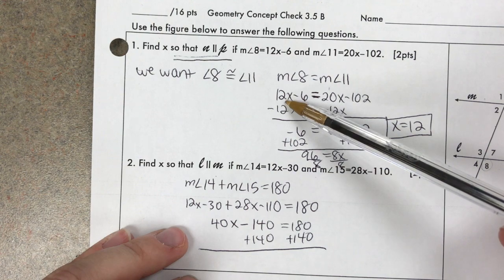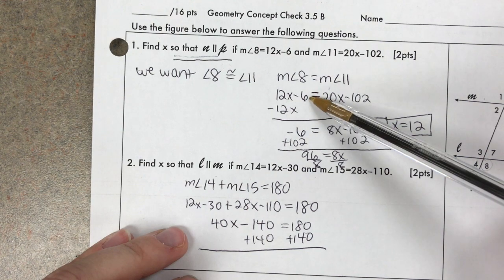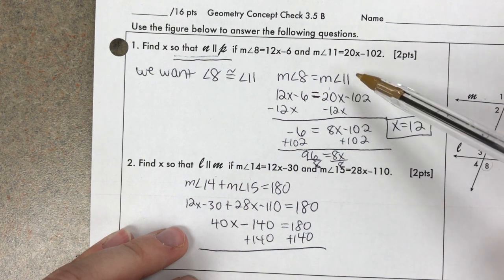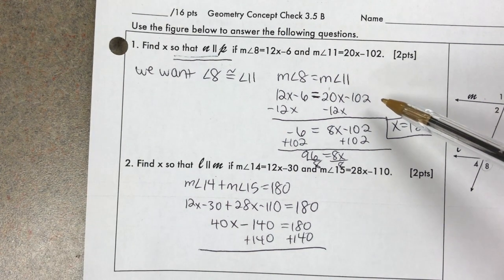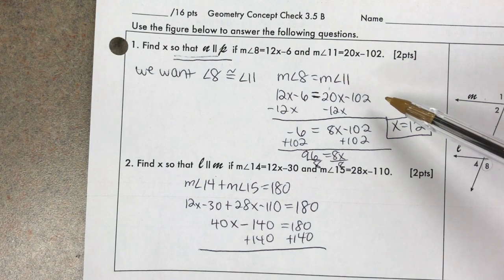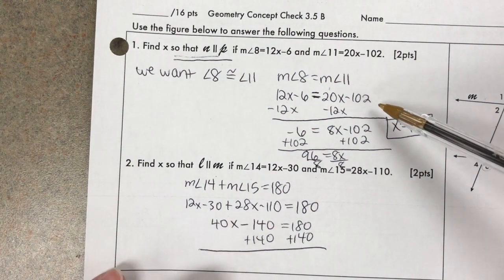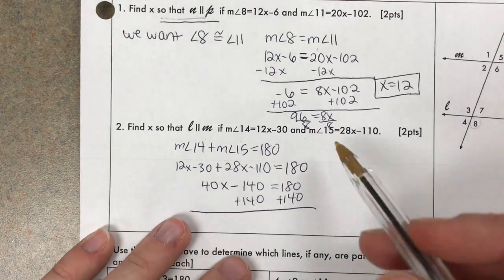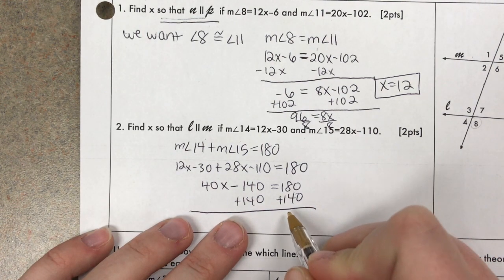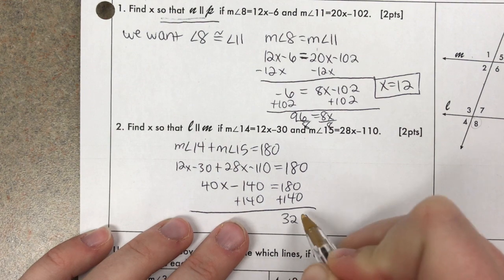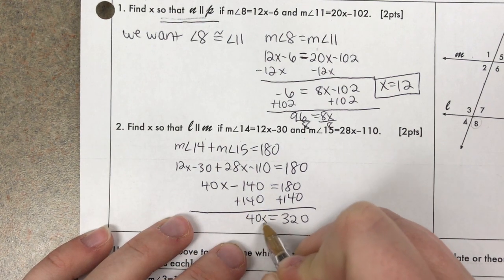So 12 times 12 is 144. 144 minus 6 is 138. And then 20 times 12 is 240, and 240 minus 102 is also 138. So that works, so I'll check my answer on this one. So 180 plus 140 is 320, equal to 40x. Divide by 40.